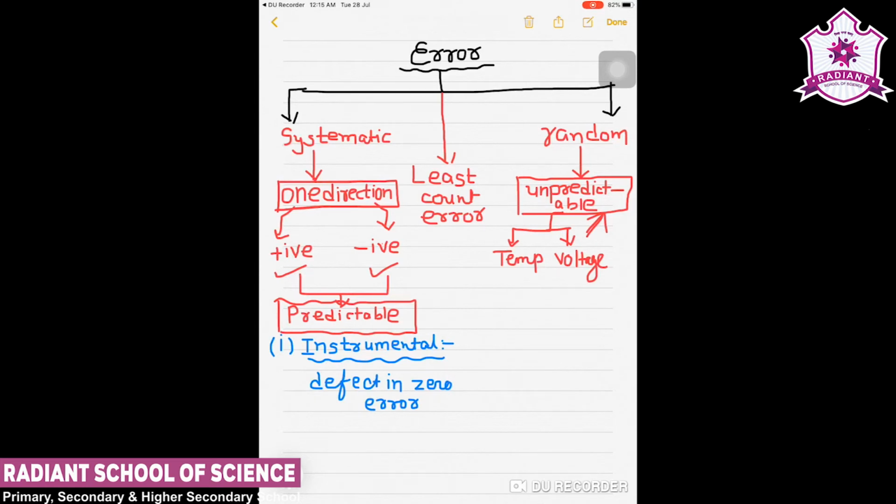Sometimes a thermometer shows the boiling point of water as 104 degrees Celsius, but we know that the actual temperature at which water boils is 100 degrees Celsius. If an instrument shows it as, suppose, 103 or 104 degrees Celsius, then this is instrumental error. Because this is due to an instrumental defect, we say that it is instrumental error.